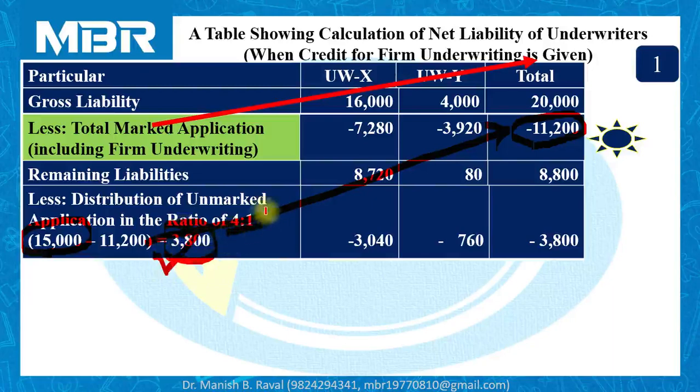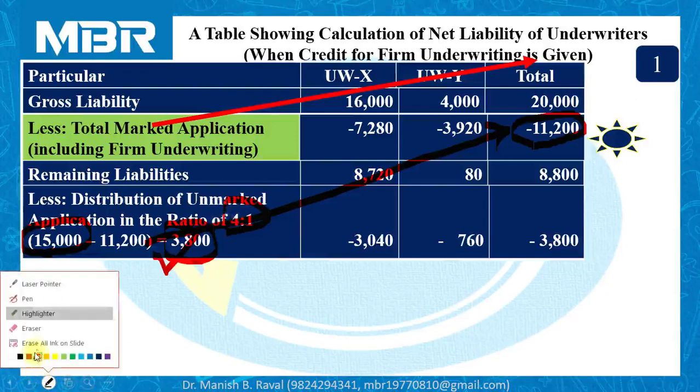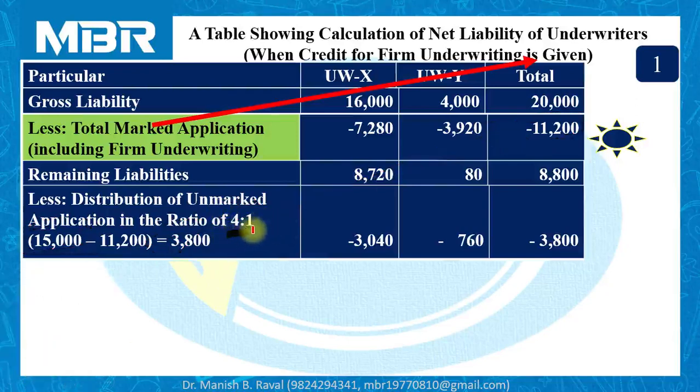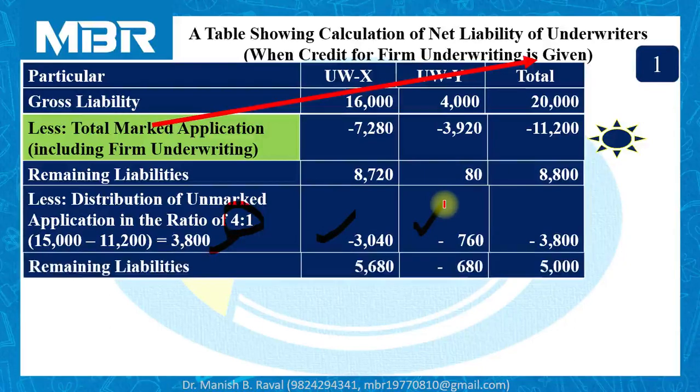These 3,800 are required to be distributed among X and Y in the ratio of their gross liability, and the ratio of gross liability is 4:1. So 3,800 is distributed as 3,040 to X and 760 to underwriter Y. Remaining liabilities: underwriter X 5,680 and underwriter Y 680. But this 680 is a negative.